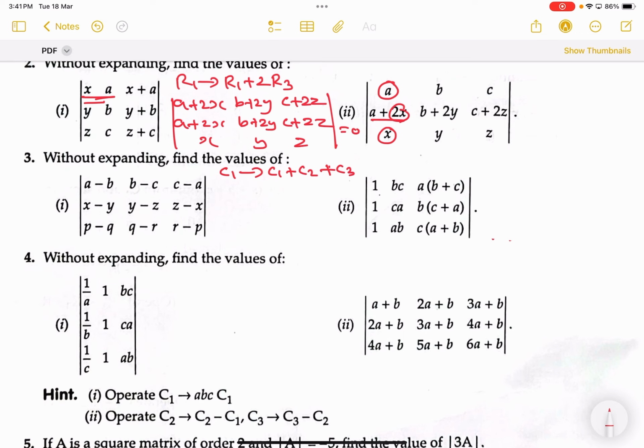Next, you add column 1 with this. These two you add and write here. So you are getting the same kind of element, right? So the two columns are equal means it is 0. That's the purpose.